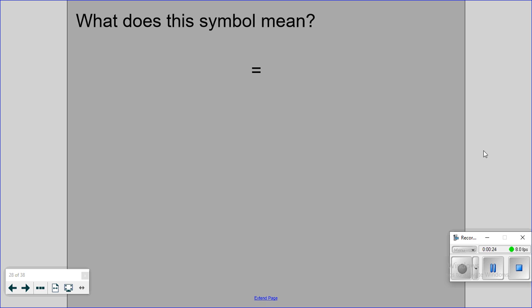Can someone tell me what is the name of that symbol? I know that you've seen it before. What's the name of that symbol? Elena, what's the name of this symbol? Tenley, you know the name of this symbol?